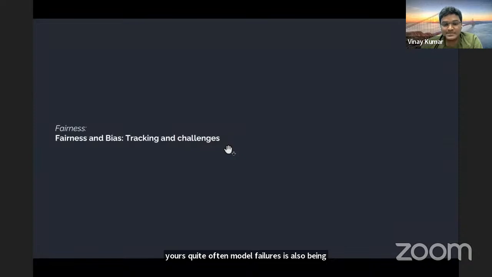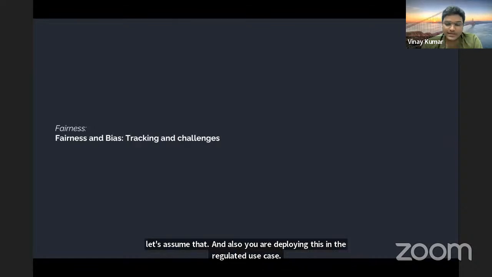So the second problem is bias and fairness. Let's assume that you are deploying this in a regulated use case. In fact, you already have regulations that you cannot use biased models, particularly in the US, for example.